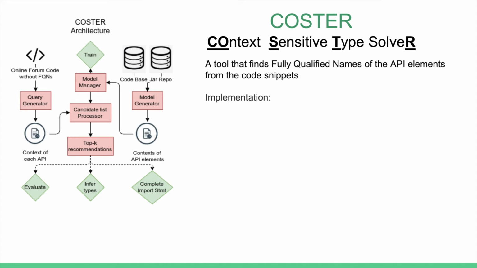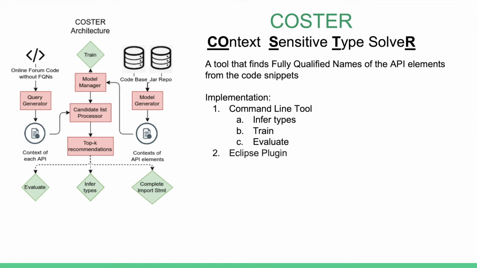It has two types of implementation. First is a command line tool which infers types. For any code snippet it will give the fully qualified names of the APIs as annotations, so that the user can understand what types of APIs are involved in the code snippet. Besides, you can train and evaluate our tool through our command line.